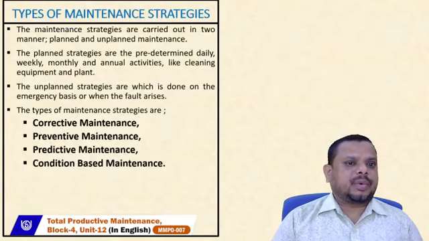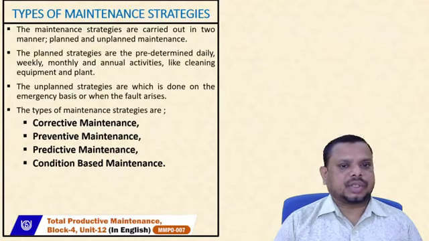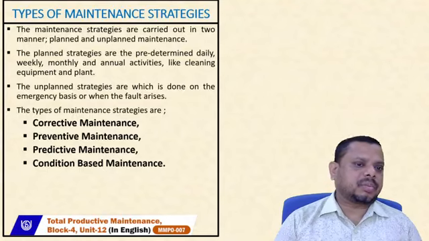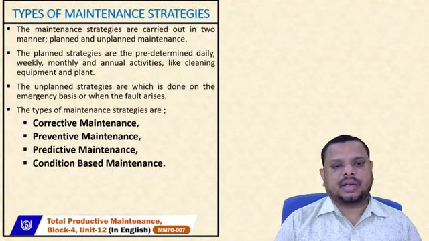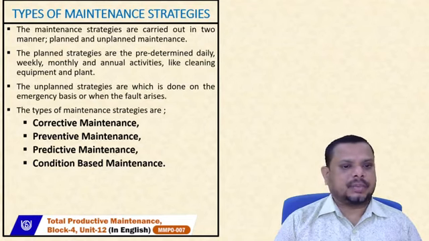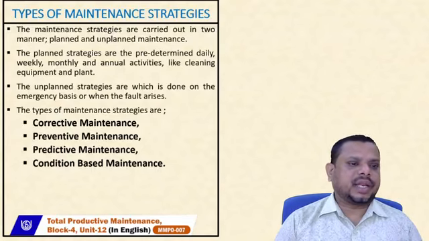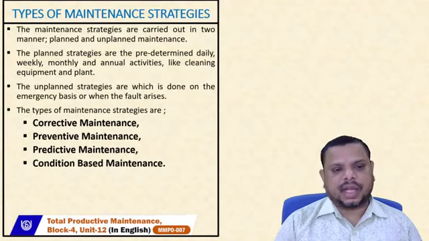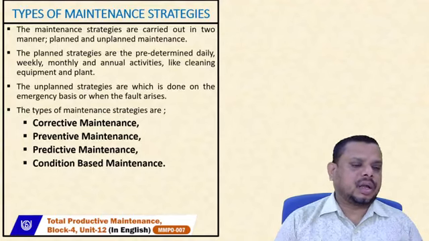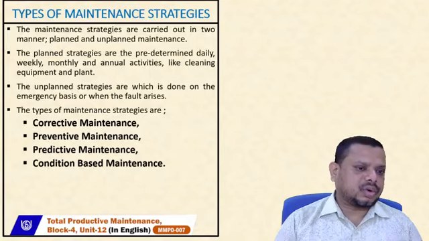The next one is types of maintenance strategies. Under the maintenance strategy, work is carried out in two manners: planned maintenance and unplanned maintenance. Planned strategies are predetermined on the basis of daily, weekly, monthly or annual maintenance activities, which include cleaning, equipment care, and housekeeping of the entire equipment and the equipment floor.